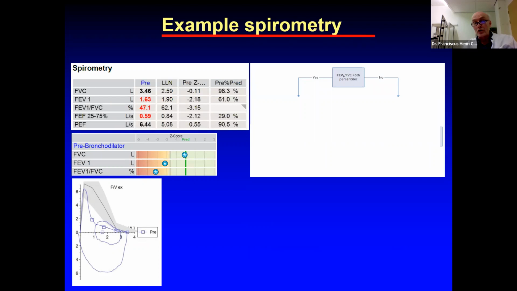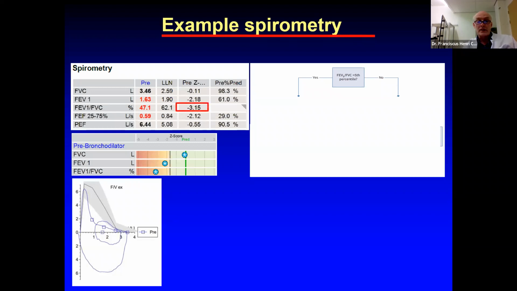But here we also already have one in here. As you can see, in this case, there are numbers in red. The FEV1 is too low, but the FEV1 over FVC is also too low. You can see it in one glance at this graph. So in this case, the FEV1 over the FVC is not above the fifth percentile. So we go to the right.